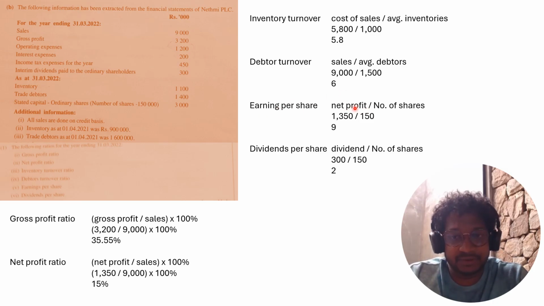Earnings per share: net profit divided by number of shares. Your net profit we found earlier is 1,350. The number of shares is given directly here, 150,000. So your earnings per share is 9 rupees.